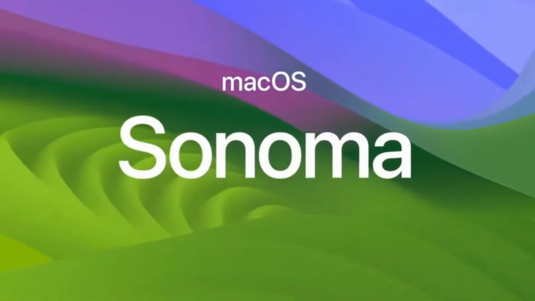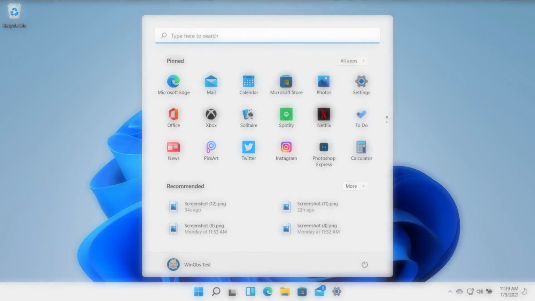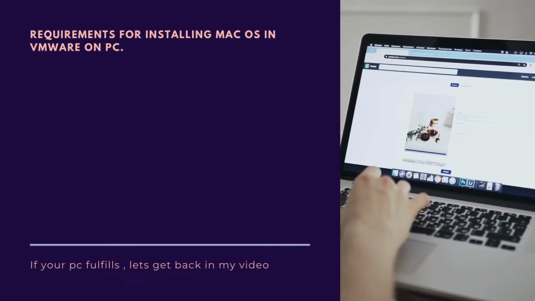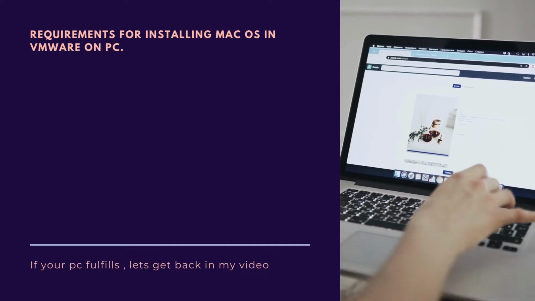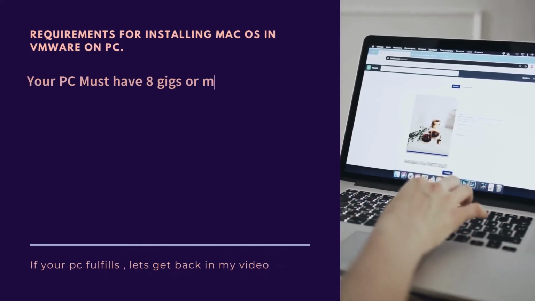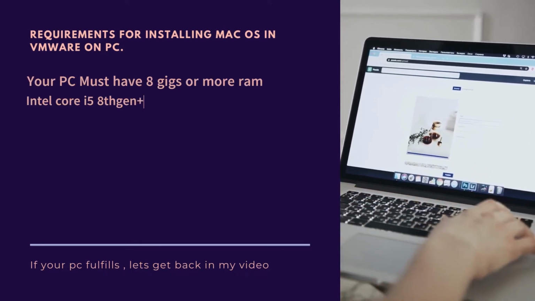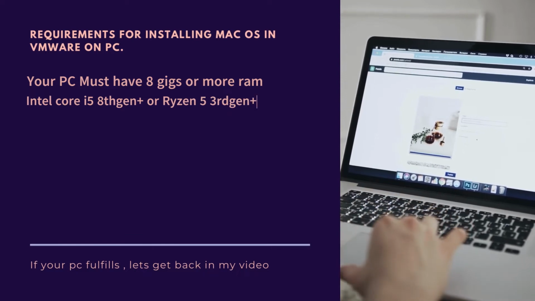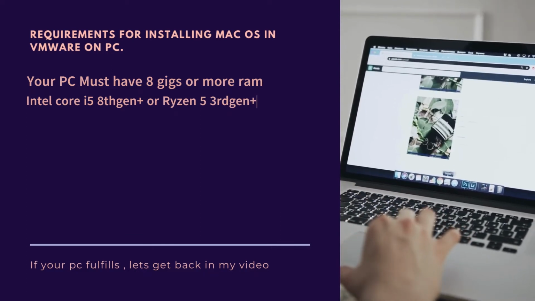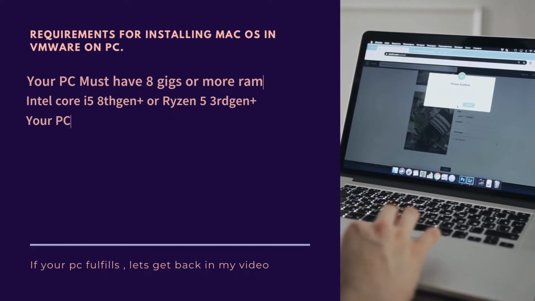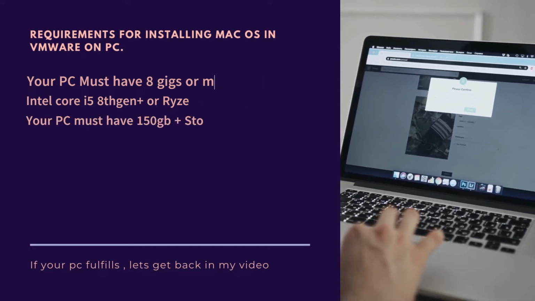Today we are going to install macOS Sonoma and VMware inside our Windows PC. There are a few requirements for your PC to fulfill at least to run macOS and Windows. Your PC must have 8 gigs or more RAM. Your PC must have Intel Core i5 8th generation or more or Ryzen 5 3rd generation or more. Your PC must have 150 gigs of free storage.